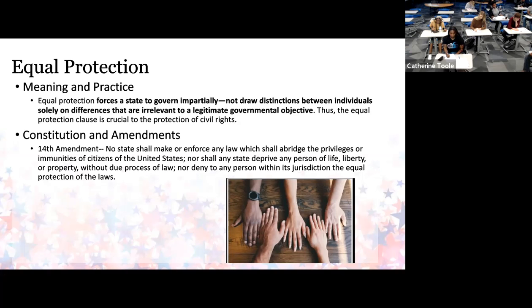No state shall make or enforce any law which shall abridge the privileges or immunities of citizens. The 14th Amendment talks a lot about what is a citizen, who is a citizen. Nor shall any state deprive any person of life, liberty, or property without due process of law. So Jamie had a slide on due process, 15 slides back or something.